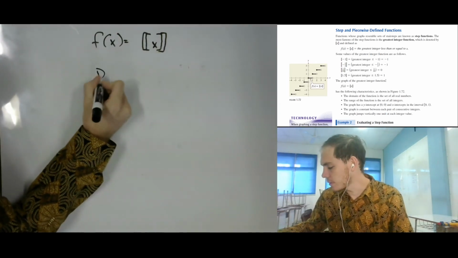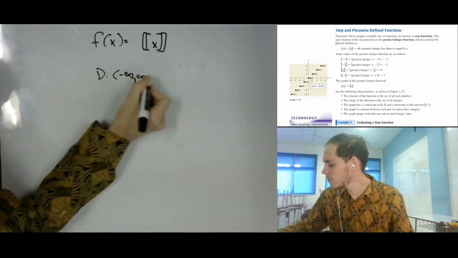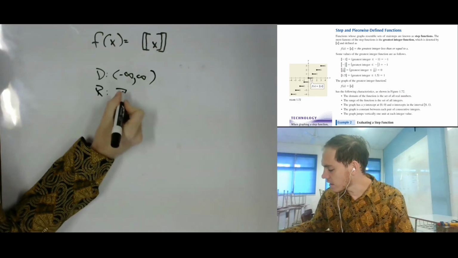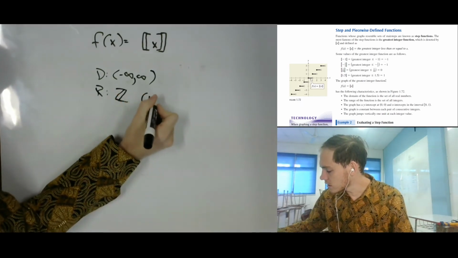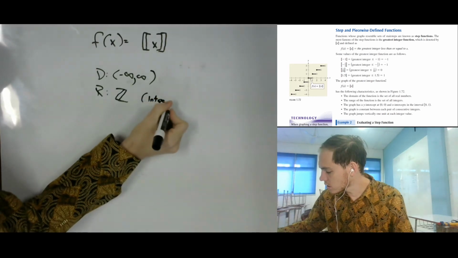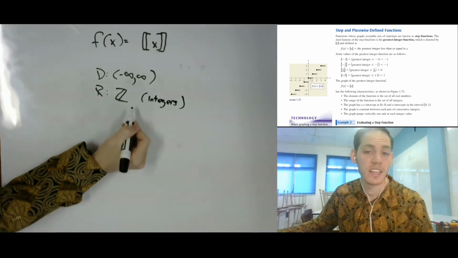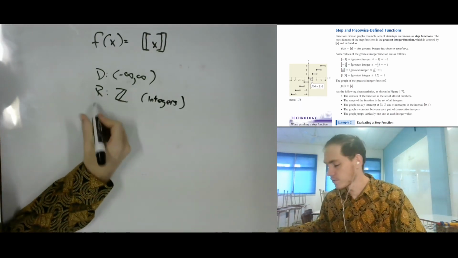So you say domain from negative infinity to infinity. For our range, it's actually going to be the Z right here. And this means integers. Okay? This is the set of all integers, okay? And double bracket Z, or that double Z.